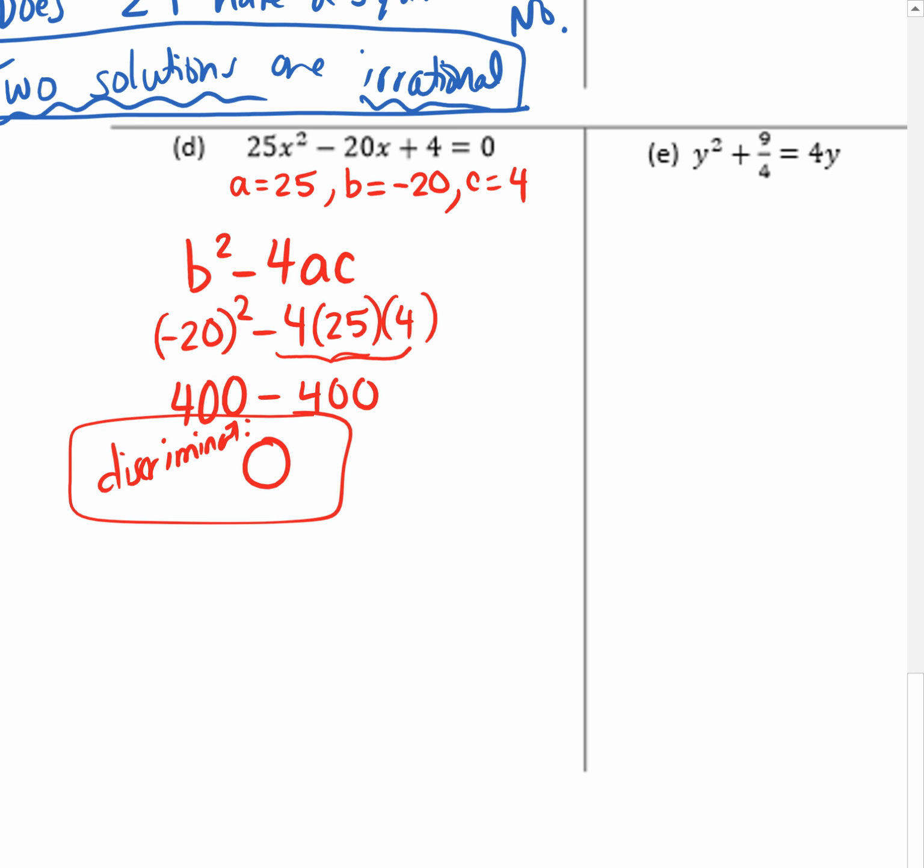Now we just have to see, of the three categories, what happens there? Is it equal to 0, greater than 0, less than 0? Of course that one's equal to 0. 0 is 0. So this is the first time we've seen we're in that first category. And the first category says we have one rational solution.